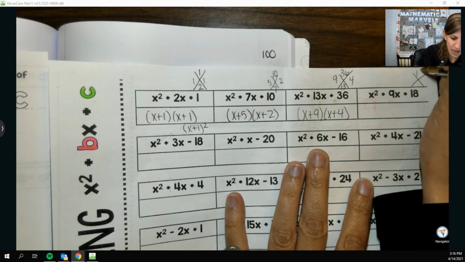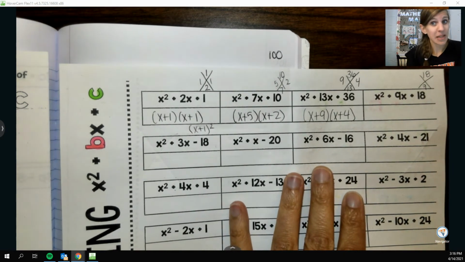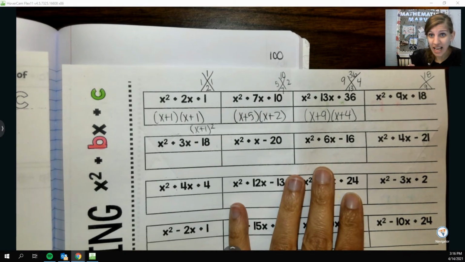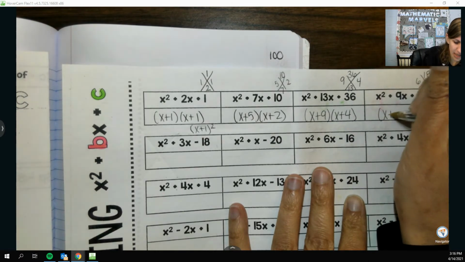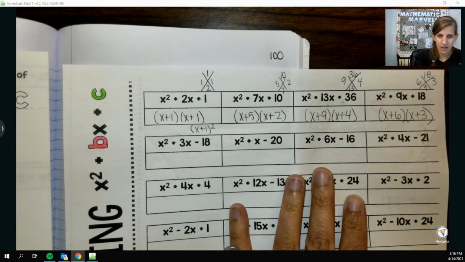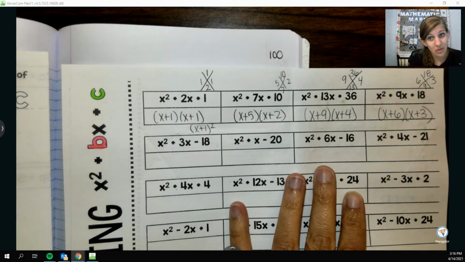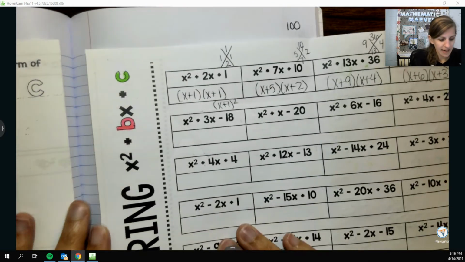Lastly, we're thinking one multiplies to 18 and adds to 9. And it's super tempting to be like, well, 9 and 2, but that's not going to get you 9. I think 6 and 3 is what you need there, because 6 plus 3 is 9. And there's only one answer that is right every single time. There aren't multiple options. All right, on to the next.